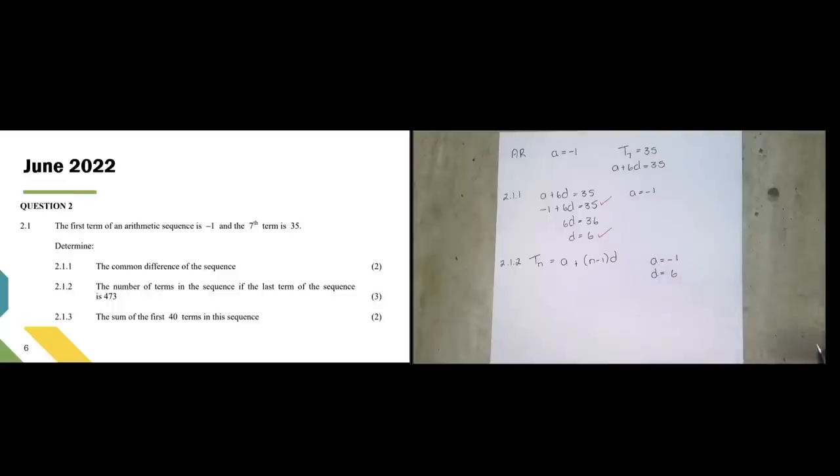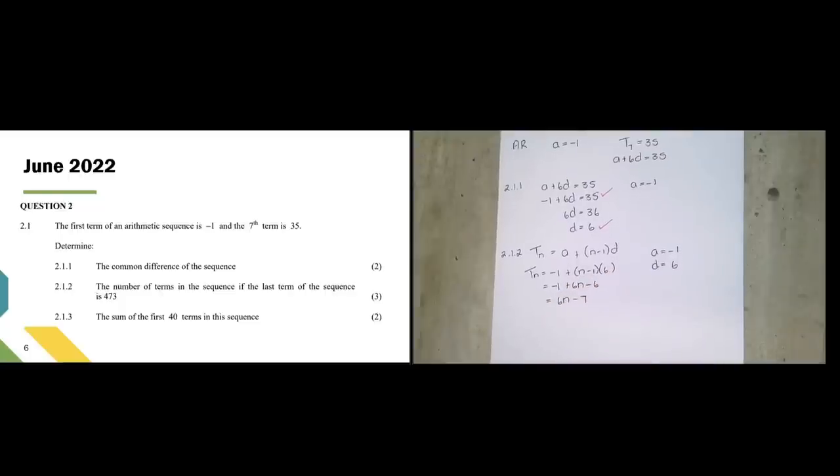So let's get the formula first. Tn equals a, which is negative 1, plus (n minus 1) times d, which is 6. If I multiply out, it's negative 1 plus 6n minus 6. Add up my like terms, so it's 6n minus 7. What did they ask me? The number of terms, so they want to know what n is.